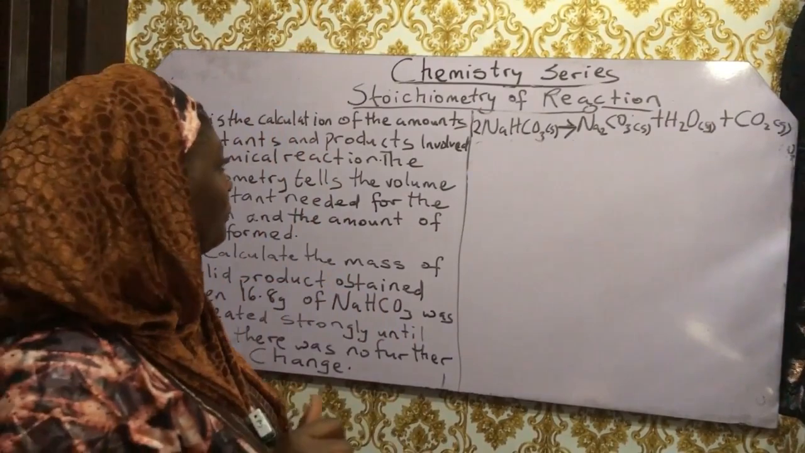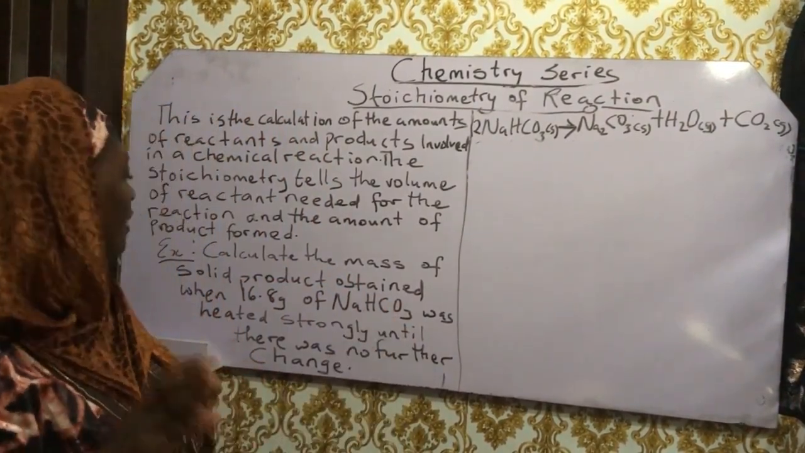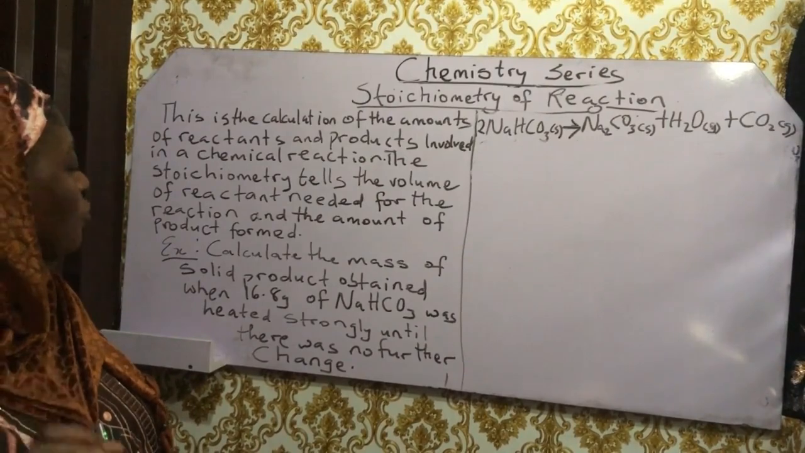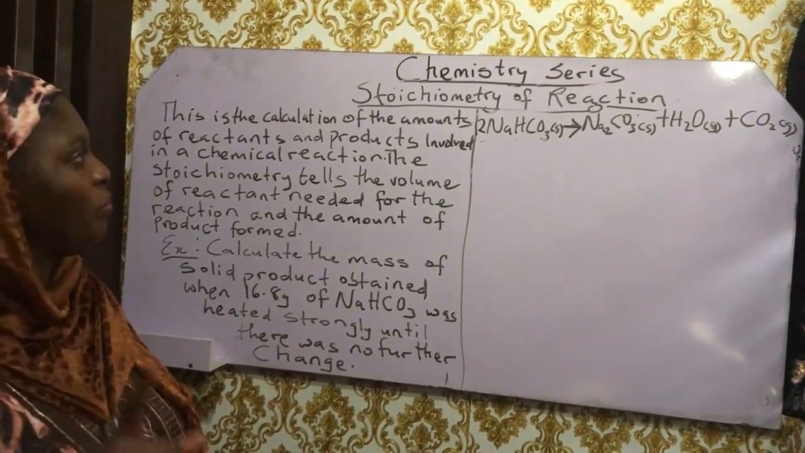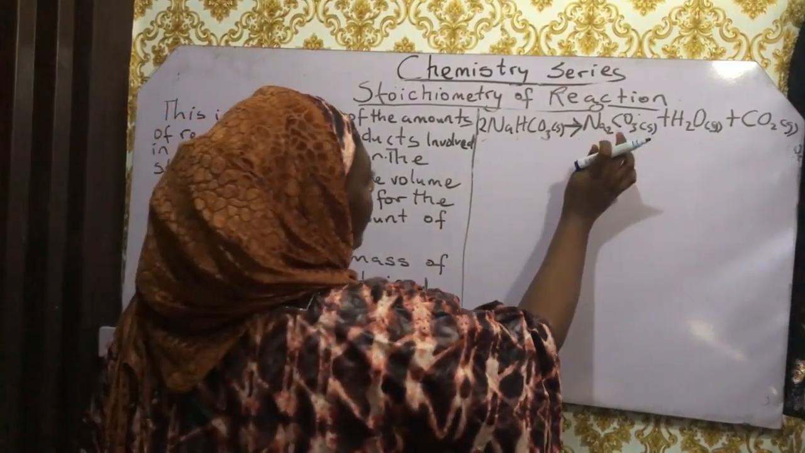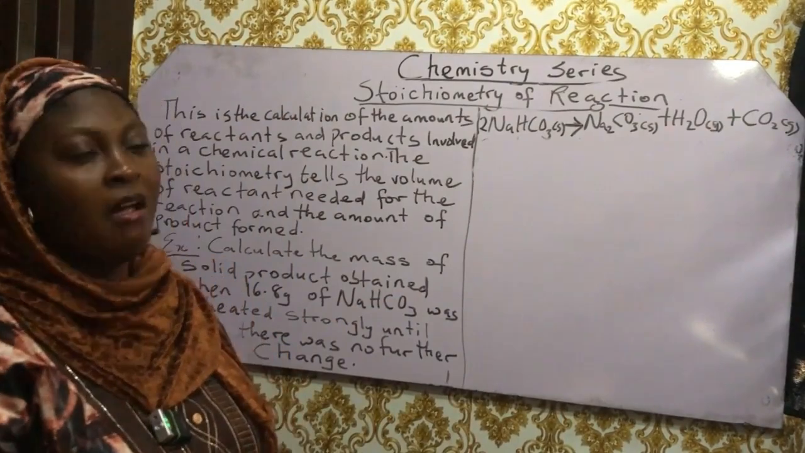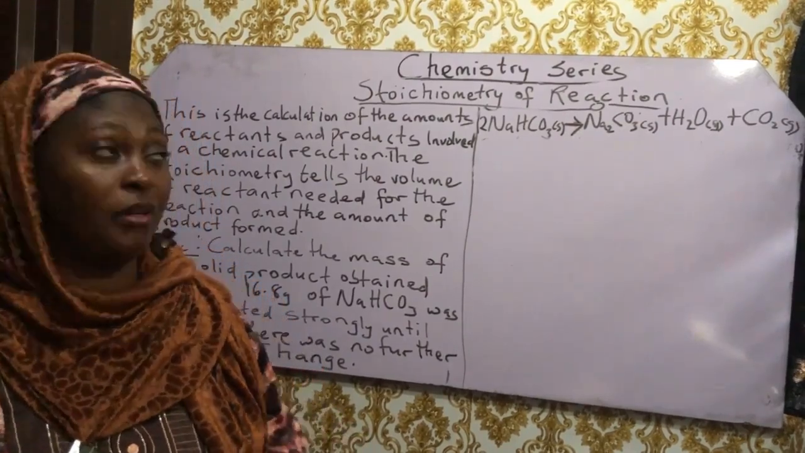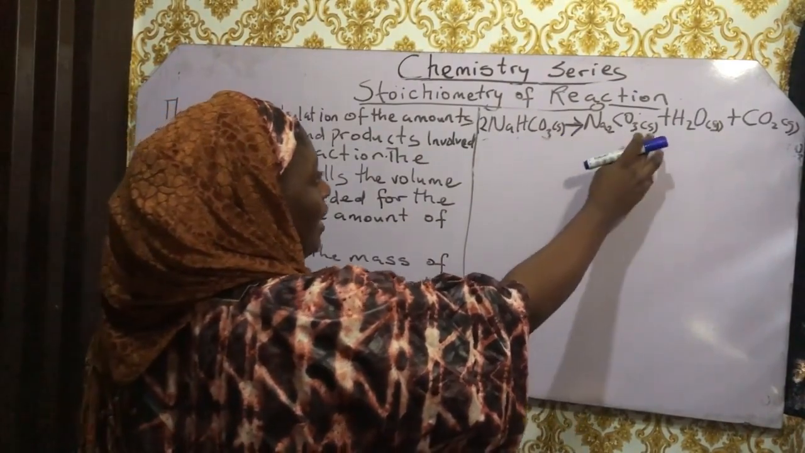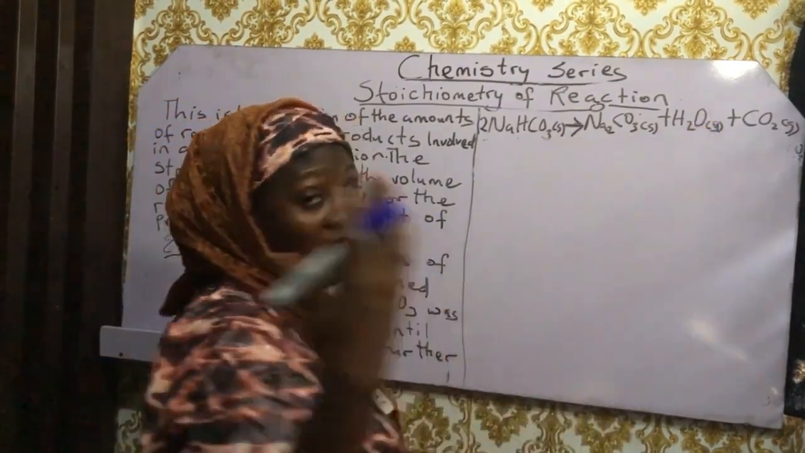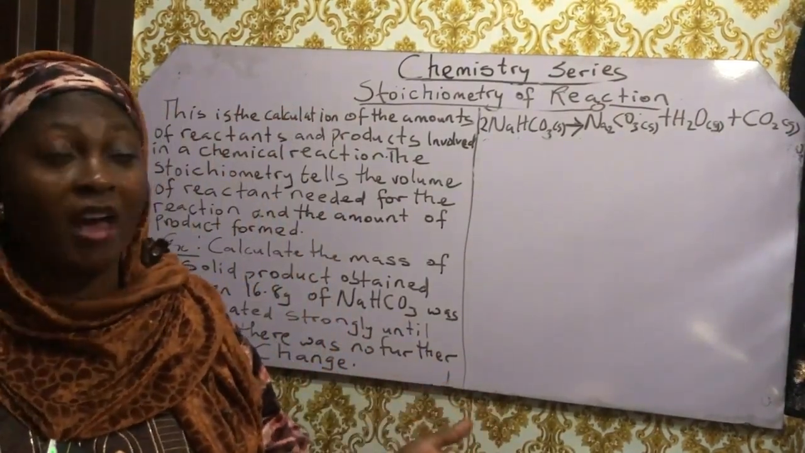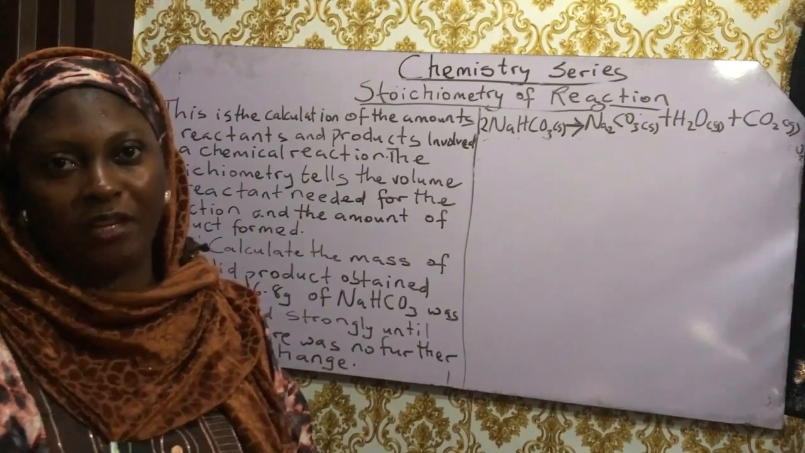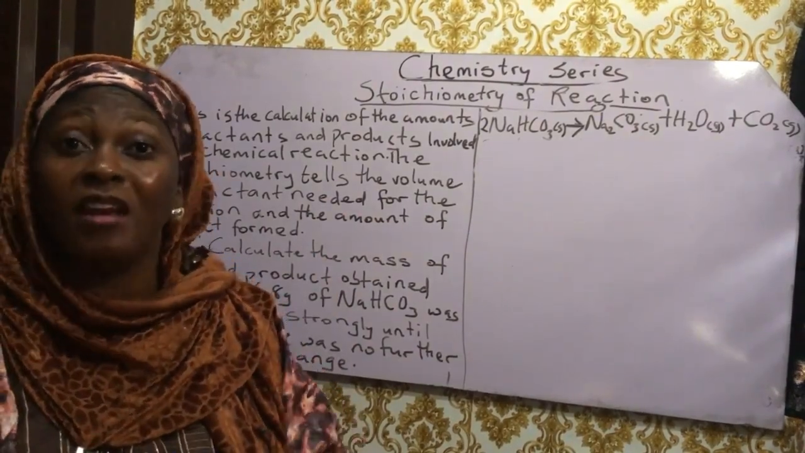Now, going back to the question, it says calculate the mass of solid products obtained when 16.8 grams of sodium hydrogen carbonate was heated. Solid products: the only solid product we have here is Na2CO3, that is sodium carbonate. Remember, we said the equation of reaction tells us the states of the reactants and products. S stands for solid, G for gas, and L is for liquid. So we are going to calculate the mass of Na2CO3 formed, because that is the only solid we have in the products.